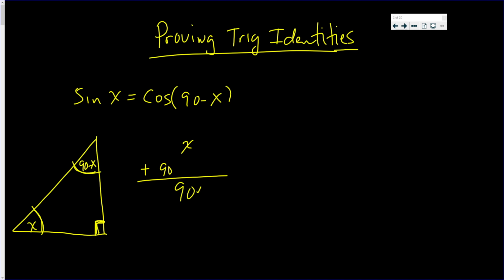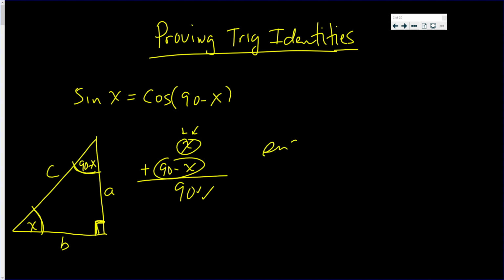But I don't want that x. I know what to do. Let me take away the x. So when you add this and this, you get 90. Now let's just label this, say A, B, and C.